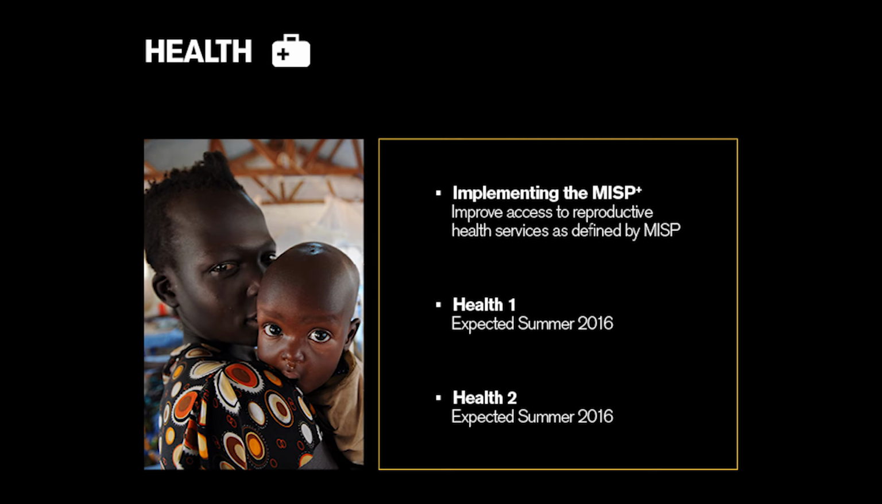There are currently 6 toolkits housed within the Health Unit. The Implementing the MISP Plus project puts the minimum initial service package into action with the goal of improving access to reproductive health services for crisis-affected populations.